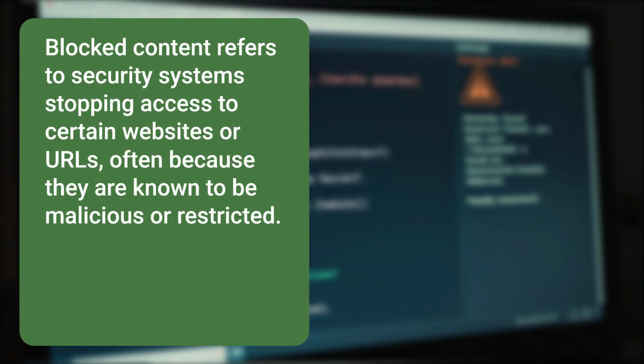Blocked content refers to security systems stopping access to certain websites or URLs, often because they are known to be malicious or restricted. On the exam, when a user repeatedly triggers web filtering alerts, the correct indicator is an attempt to access harmful or prohibited content, which may signal risky or malicious behavior.